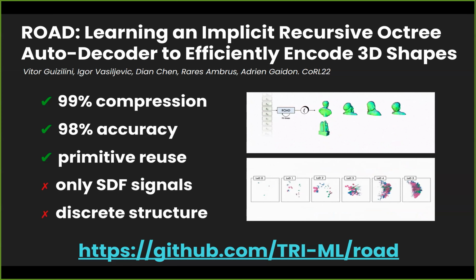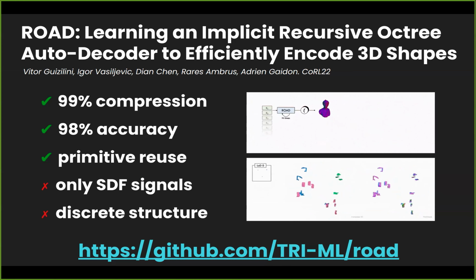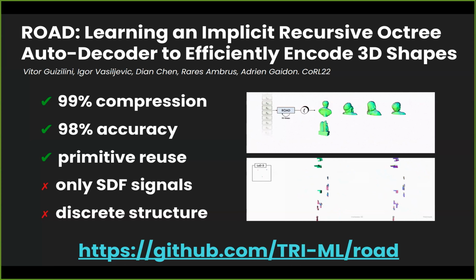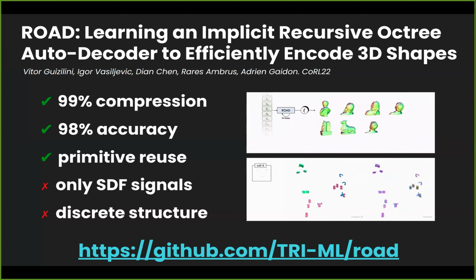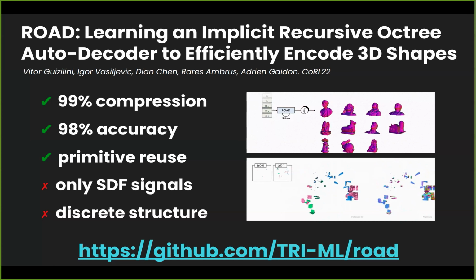There were a couple of limitations here. We basically only encoded SDF signals, and we used a discrete structure. We used an octree, which meant that we couldn't encode continuous signals, which is something that we would want to do, particularly if we want to encode something that's represented as a field, or a radiance field in particular.